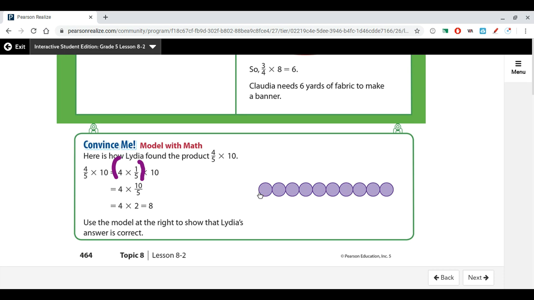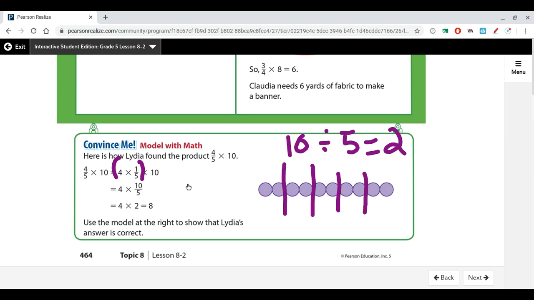So I have 1, 2, 3, 4, 5, 6, 7, 8, 9, 10. So I have 10, and I'm going to divide my 10 by 5. And when I divide my 10 by 5, I end up with 2. So a fifth of 10 is going to be 2. So I'm going to go ahead and divide my model. And then I have 4/5 of that. So I have 1, 2, 3, 4. So I'm going to circle the 4 that I have. And when I circle those and count, I end up with 8. So Lydia is correct because of how I used my model.